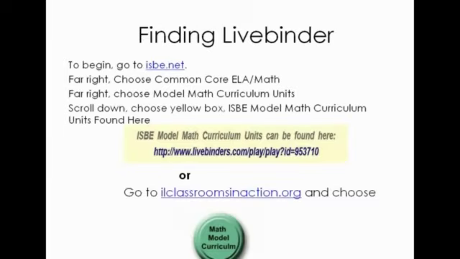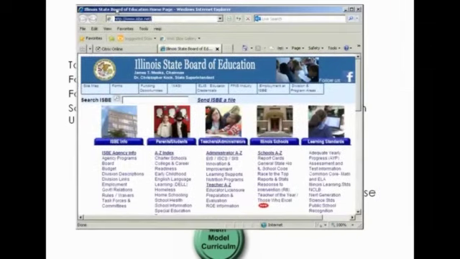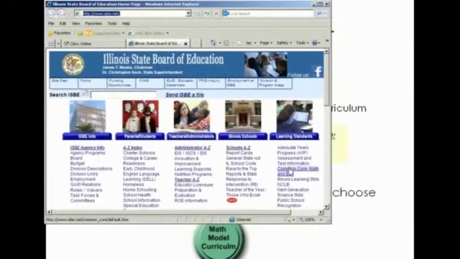I want to mention right now how we can find the Live Binder, which is where all these documents are stored. And I can walk you through this right now. To begin, we want to go to isbe.net, and once there, we want to choose Common Core and ELA Math from the far right.